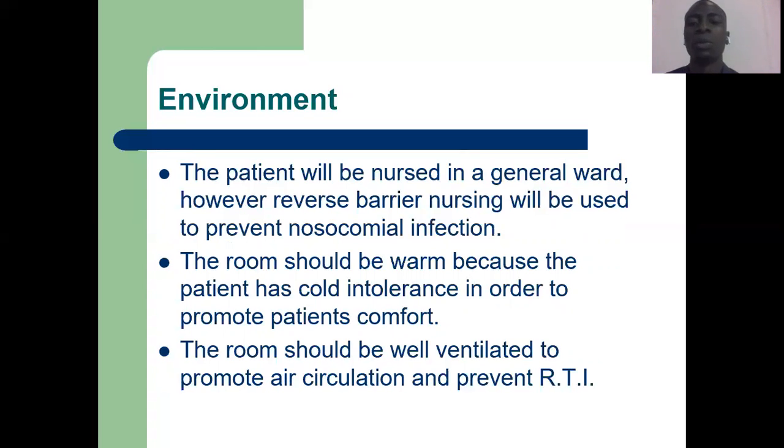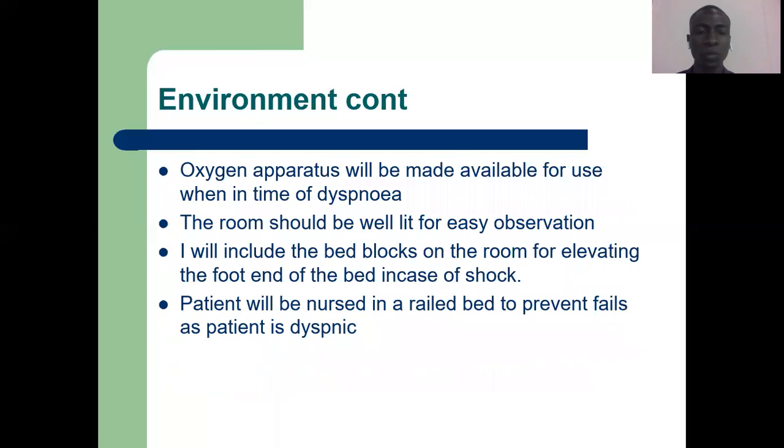The room should be warm because the patient has cold intolerance, in order to promote patient comfort. The room should be well ventilated to promote air circulation and prevent respiratory tract infection. Oxygen apparatus will be made available for use in case of dyspnea. The room should be well lit for ease of observation, and include bed blocks in the room for elevation of the foot of the bed in case of shock.